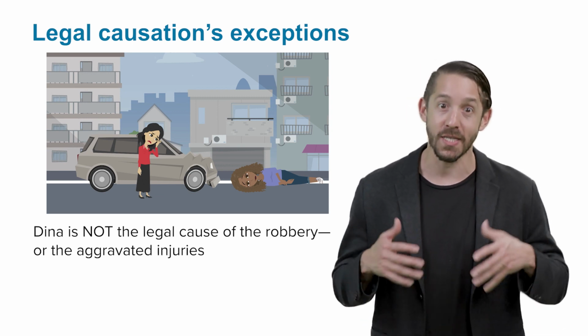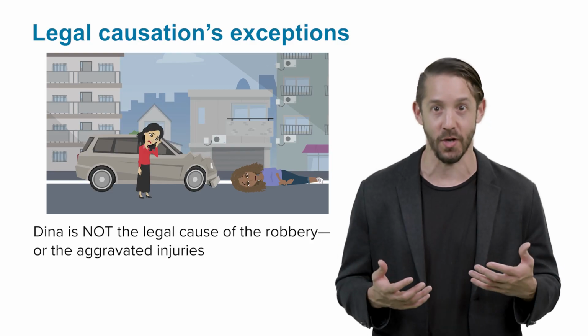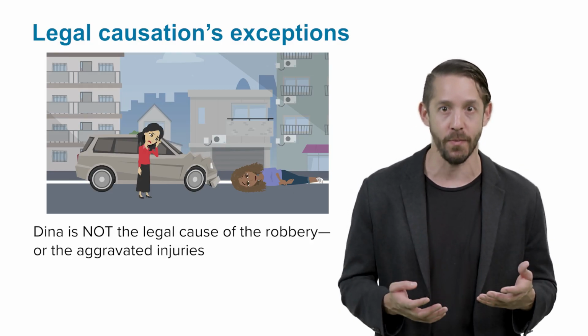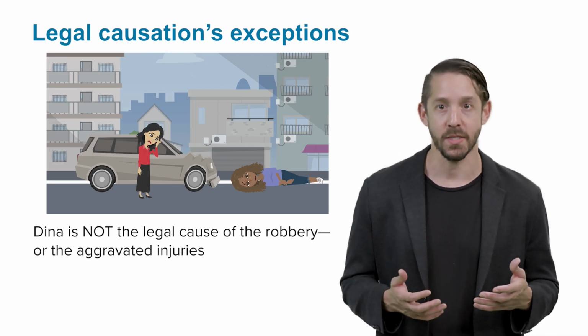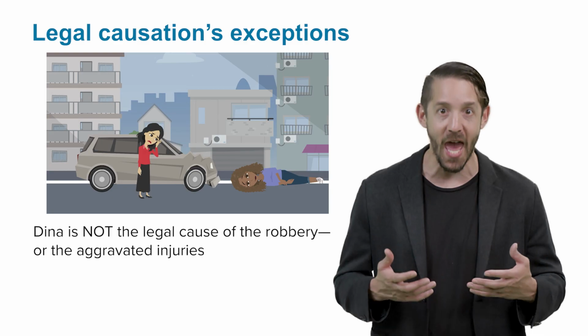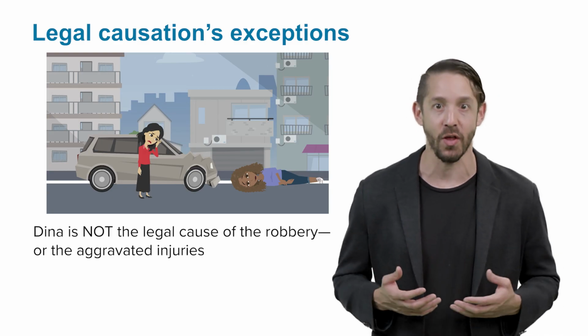Dina is, of course, the legal cause of Vilma's original physical injury resulting from impact with her car, and for that she can be held criminally responsible. But under these circumstances, the later harms are too dependent on the volitional conduct of the gang, and that would break the chain of legal causation.